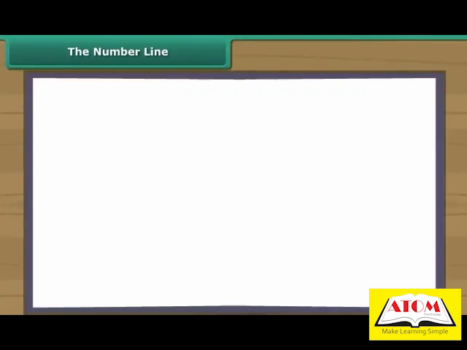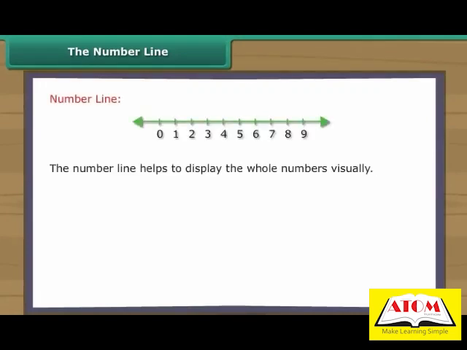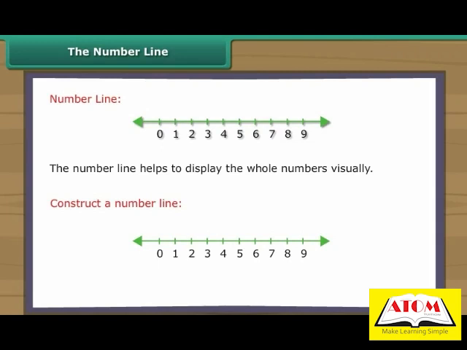The number line. The number line helps to display the whole numbers visually. To construct a number line, we simply draw a straight line and choose any point on the line and label it 0. This point is called the origin. We then choose some convenient length and moving to the right, mark off consecutive intervals, paths, along the line starting at 0. We label each new interval endpoint with the next whole number.